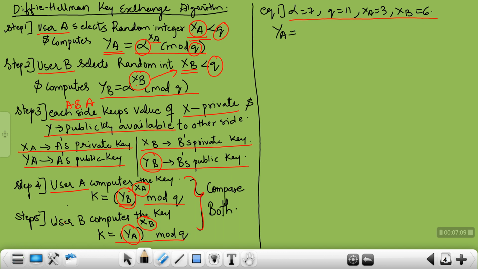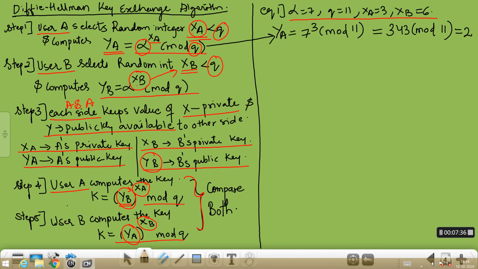YA is, as per the formula, alpha raised to XA mod Q. What is alpha? 7. So 7 raised to 3 mod Q, and Q is 11. So we need to find out what is 7 raised to 3 mod 11. When we solve this equation, 7 raised to 3 is 343, and 343 mod 11 gives the answer 2. So we have calculated the public key of A.